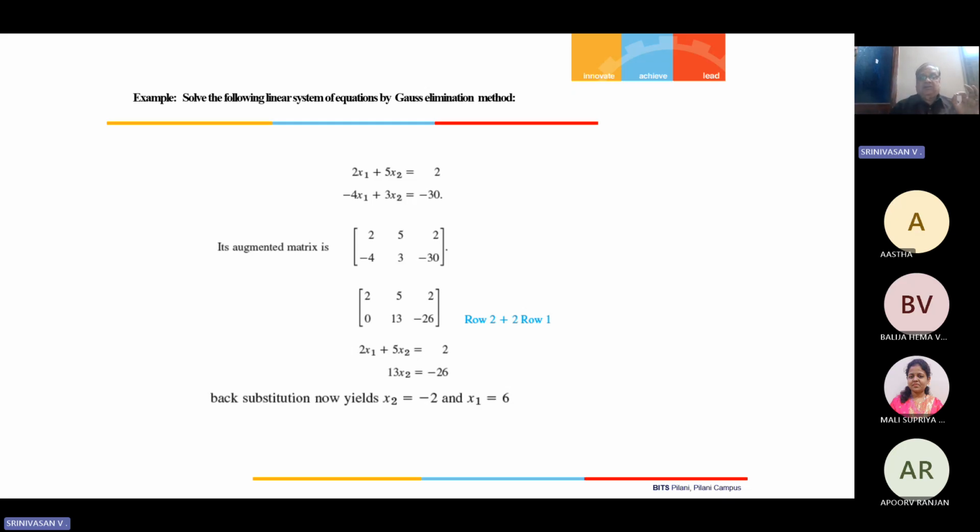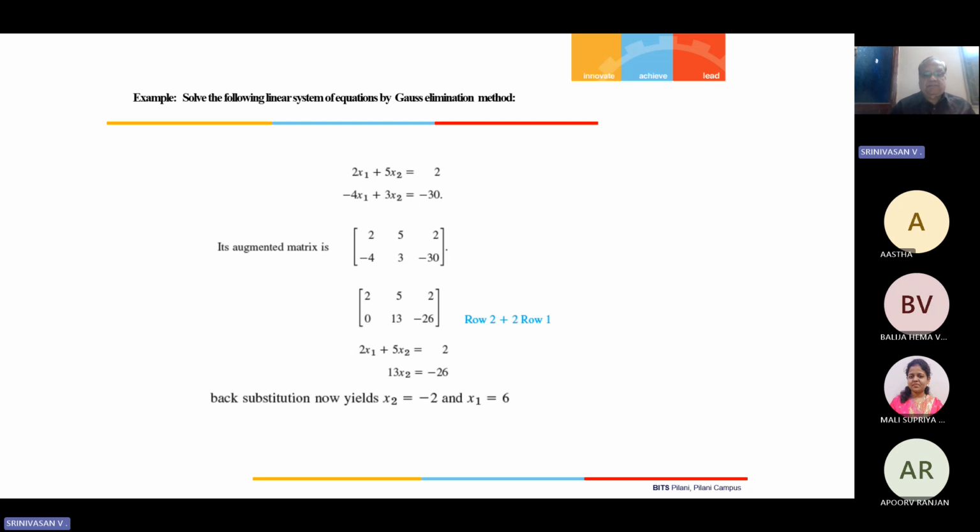You are given a system of equations. You should write: let A equal 2, 5, minus 4, 3, and B equal to the column vector 2, minus 30. Therefore, better you write the augmented matrix A comma B equal to.